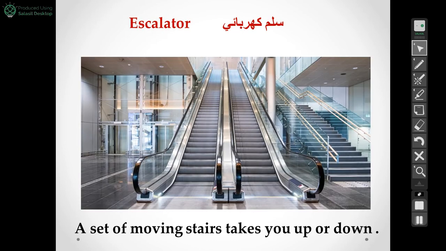Platform. Here, escalator. Escalator means سلم كهربائي. Repeat after me. Escalator. The meaning of escalator: it's a set of moving stairs, درج متحرك, that takes you up or down, تأخذك للأعلى أو للأسفل. Repeat after me. Escalator. Thank you.